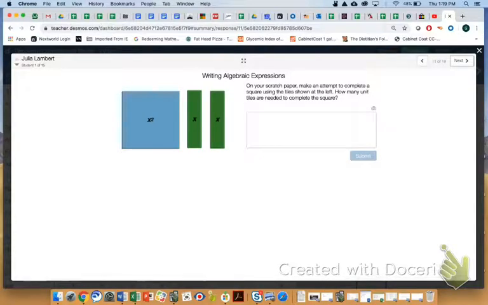Slide 11 is just like the other ones we've been doing, except it's a little more compressed. It says, how many unit tiles are needed to complete the square? Let's see what you all have to say. So Sebastian, we're just looking for a number here, not an expression.